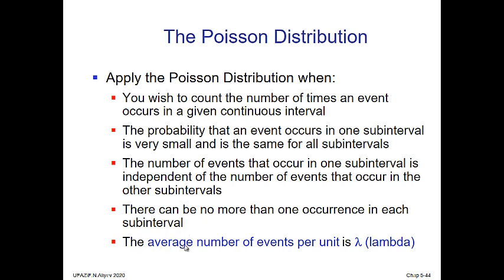And the last important thing is that the average number of events per unit is lambda. I know that it is a little bit hard for you to check these things. That's why in a question about Poisson distribution, we will give you some clue whether you can apply Poisson distribution or not. And the important parameter for the question is lambda, which represents the average number of events per unit. Remember, this is an important thing for this distribution.